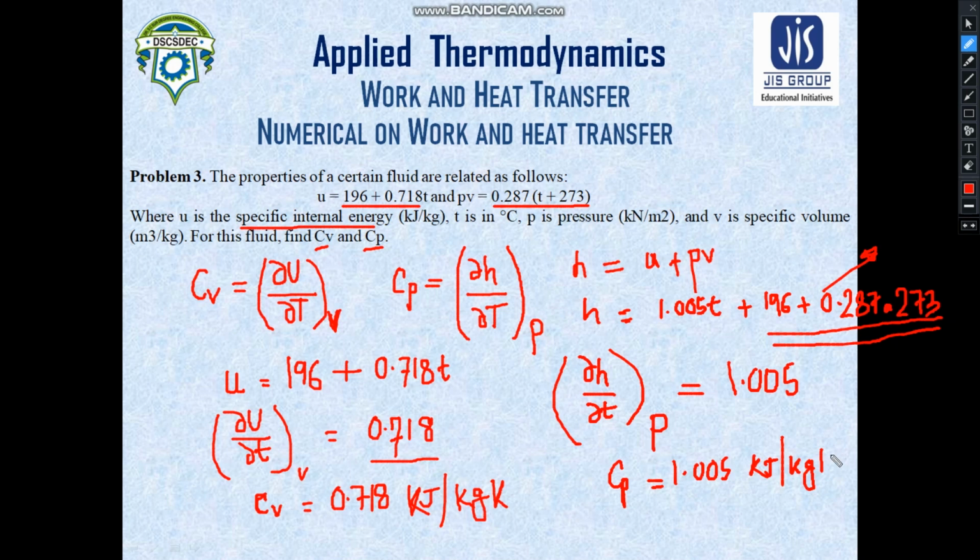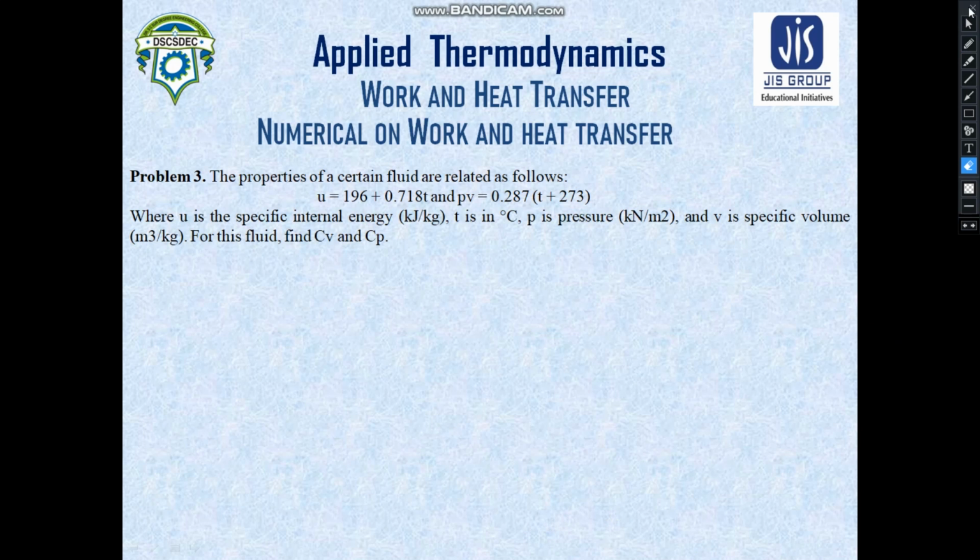These two values of CP and CV, you need to remember very well, because in numerous problems CP and CV become very useful. So you have to keep in mind these values. CV is equal to 0.718 kilojoule per kg Kelvin and CP is equal to 1.005 kilojoule per kg Kelvin. I hope you have understood the whole problem. It was very easy. Now let us move on to the next one.